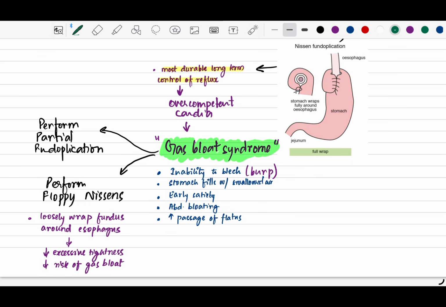Now this doesn't mean that we are not wrapping the fundus around fully. We are. It is still going to be a 360-degree wrap, but it is going to be floppy, which means we are going to loosely tie the fundus around the esophagus.